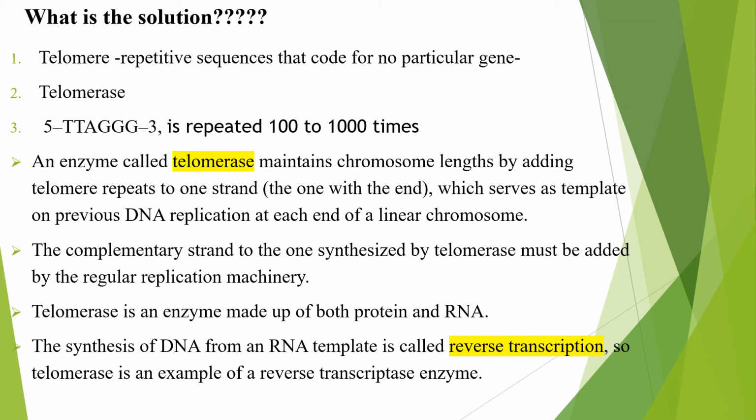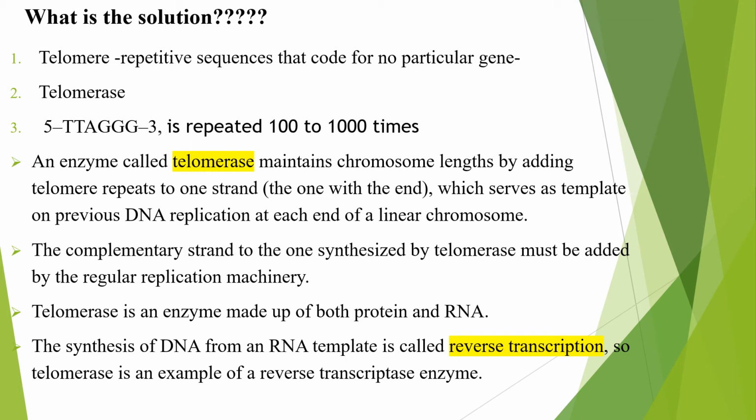Now what is the enzyme? Telomerase. So telomerase maintains the chromosome length by adding telomere repeats to one strand, right, at the end. At the end, it will go on adding the new repeats, which serve as a template on the previous DNA replication at each end of the linear chromosome. I'll show you the diagram, then you will understand what actually it means.